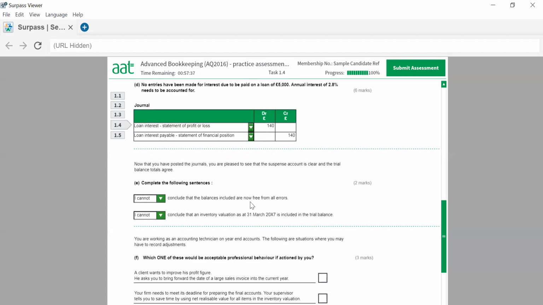And also it said you can or you cannot conclude the inventory valuation as at the 31st of March is included in the trial balance. Okay, a couple of mark questions.